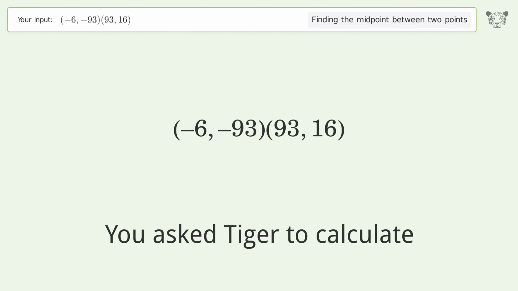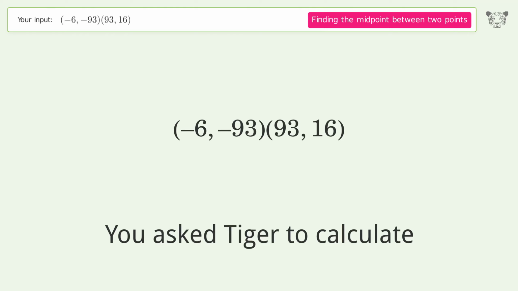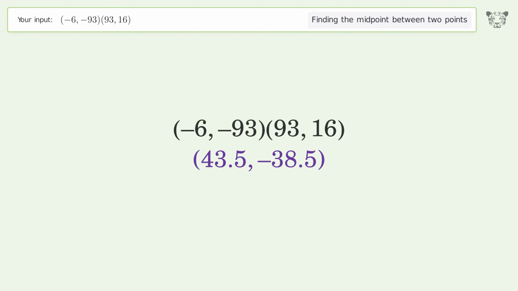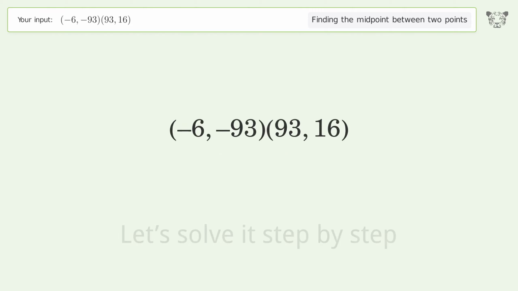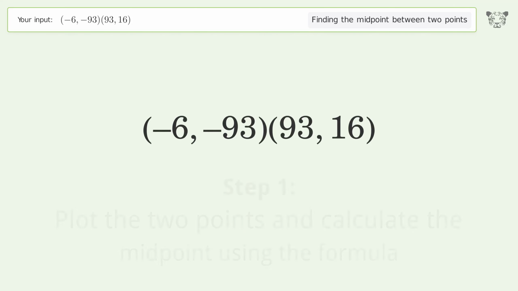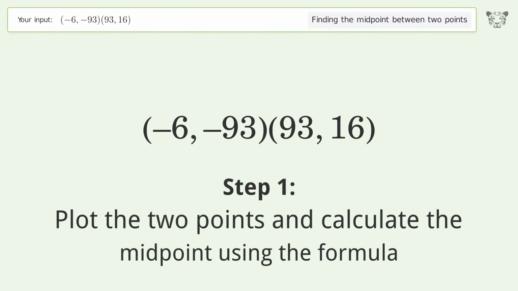You ask Tiger to calculate. This deals with finding the midpoint between 2 points. The midpoint between the 2 points is 43.5, negative 38.5. Let's solve it step by step. Plot the 2 points and calculate the midpoint using the formula.